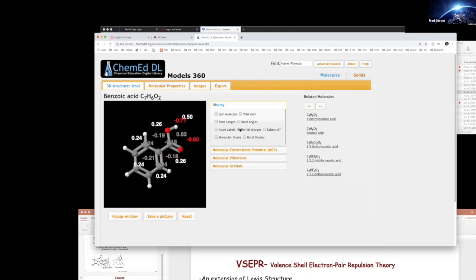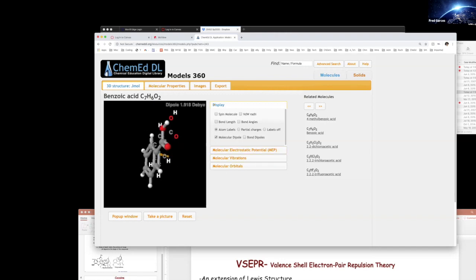So let me go ahead and change that. Molecular dipoles right here. That chemical has most of its electron density pointing in that direction. And then I can look at the bond dipole. I can see where that bond dipole lies, within each bond, which one has a greater attraction for electrons.